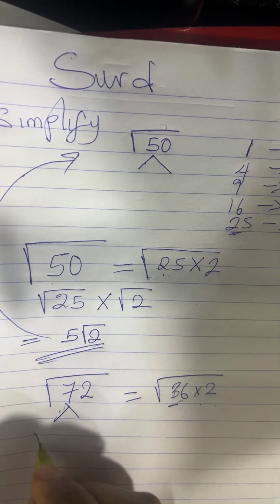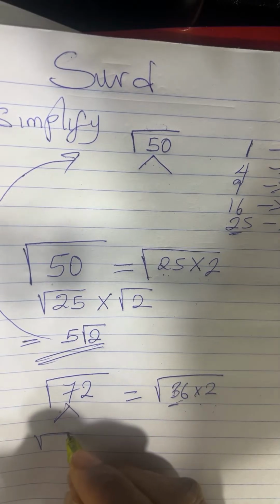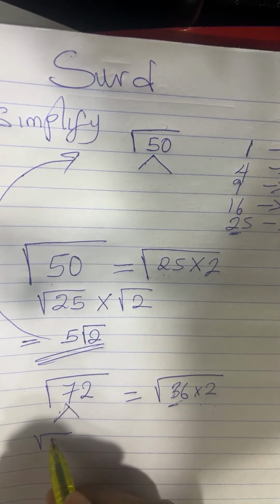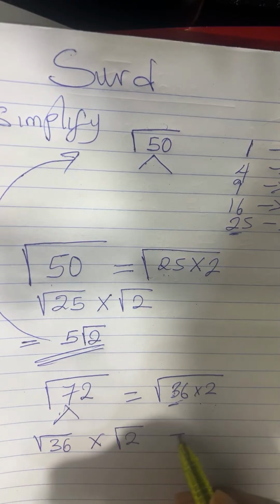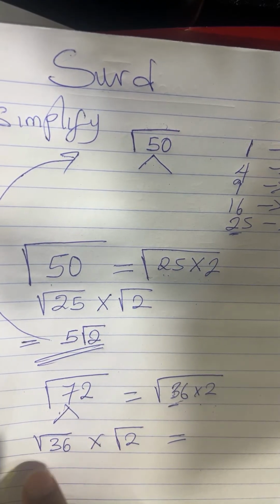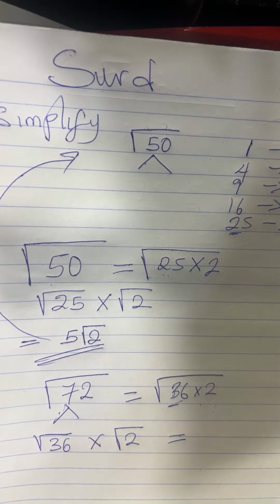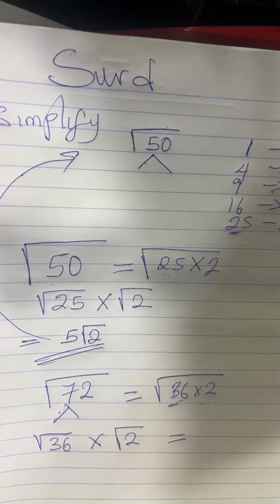So what do we do? We split it so that we have it as the square root of 36 times the square root of 2. What is the square root of 36? If you are following, what is the square root of 36?